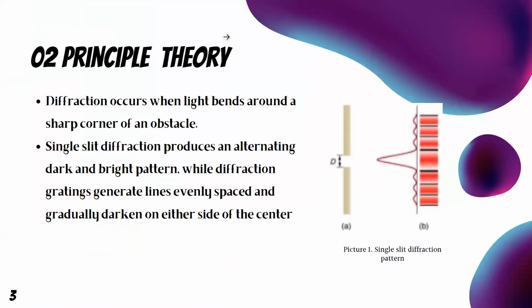Diffraction is defined as the interference of the bending of waves around an obstacle or through the edge of an opening. This happens because light has the capability to bend around corners. Single-slit diffraction produces an alternating dark and bright pattern. The diffraction pattern is shown in picture 1, where the intensity decreases quickly on either side and the center maximum is larger than those on either side. A diffraction grating, on the other hand, produces lines that are evenly spaced and gradually darken on either side of the center. Next slide.